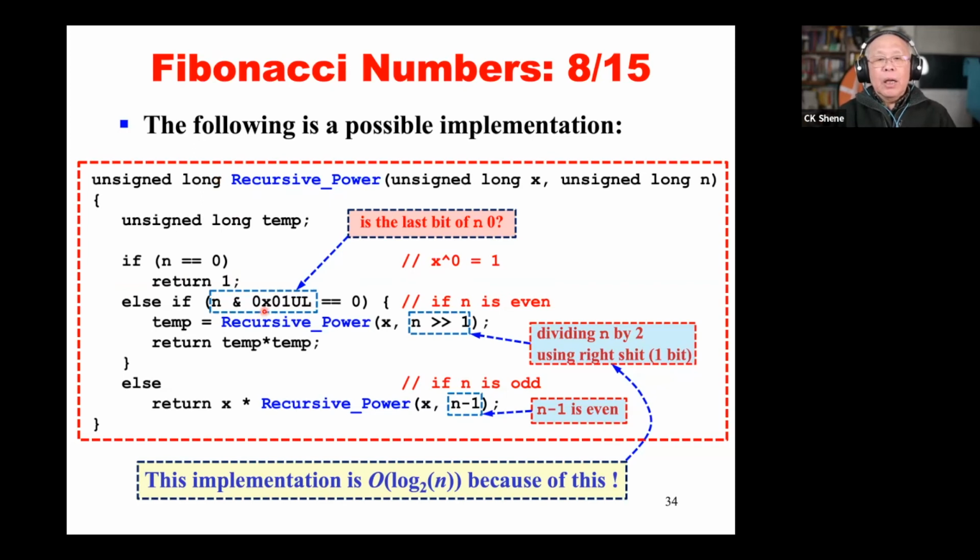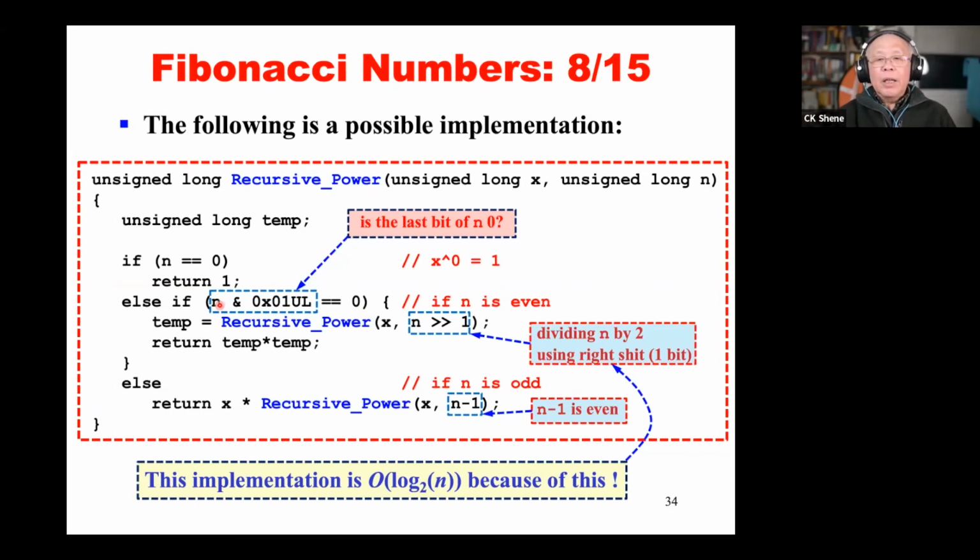So 0x01 means it is in hexadecimal 1, represented as an unsigned long. So that means on paper, this value is 0, 0, 0 followed by 1. The last bit is 1. If the value of n AND this 1 together, if we get 0, it means the last bit of n is not 1, which means n is an even number.